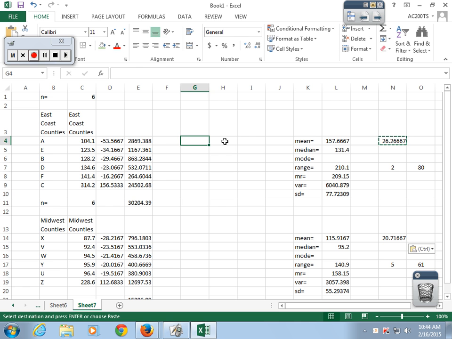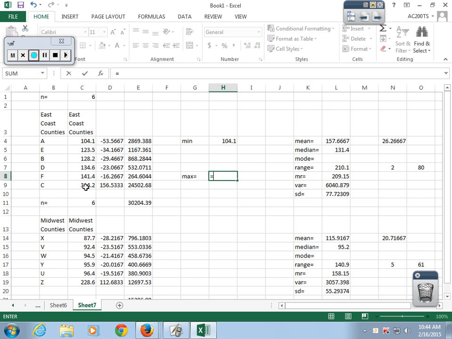Here we go. The min is 104. The max is 314. The first quartile, or I'm just going to put 25th, 50th, and 75th. All right, there's 6, right? So this one, the median is going to be what? Or the 50th percentile is going to be what? Median, that's right, class.